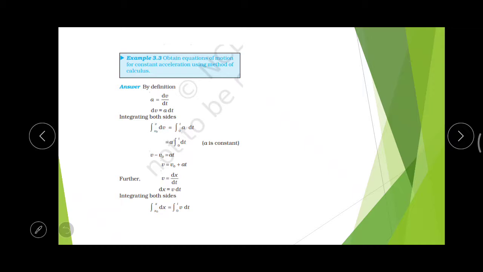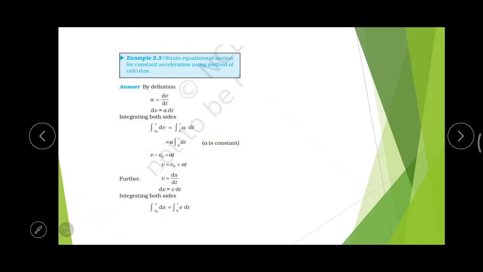So the first one, example 3.3: obtain the equations of motion for constant acceleration using the method of calculus. Method of calculus in the sense that differentiation and integration. So by using the method of calculus, we are going to derive those kinematic equations one more time.